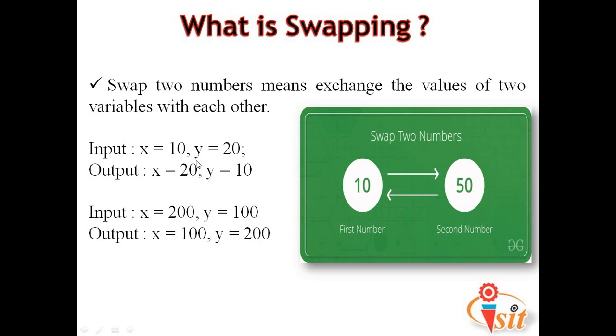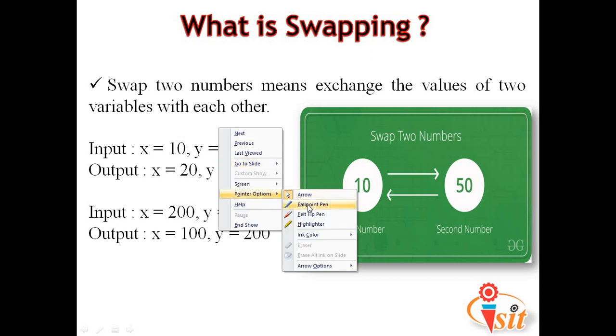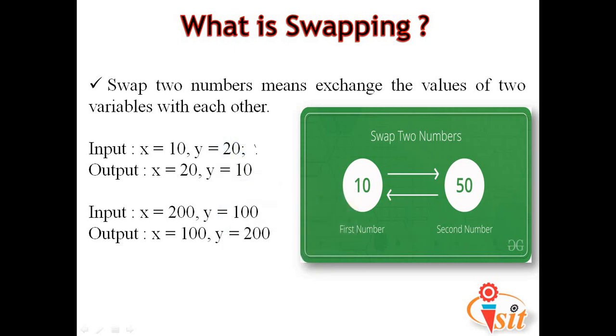As an example, consider the input x is equal to 10 and y is equal to 20. After swapping, the output is x is equal to 20 and y is equal to 10. It means we are exchanging the values from x to y as well as from y to x, and that is the main concept we call swapping.